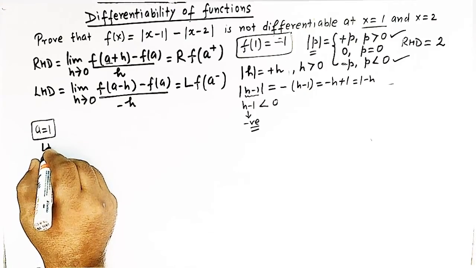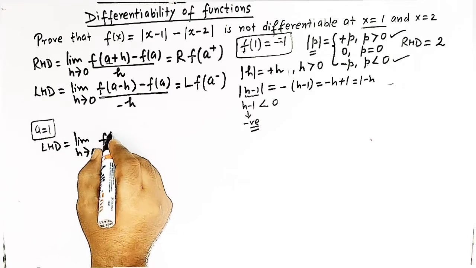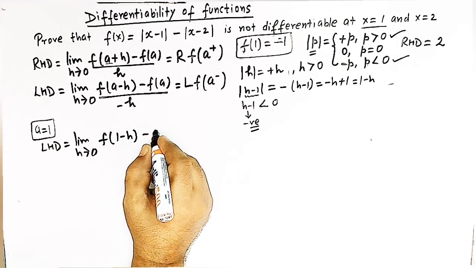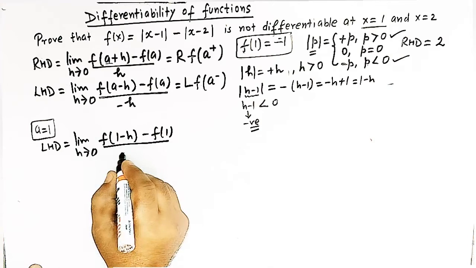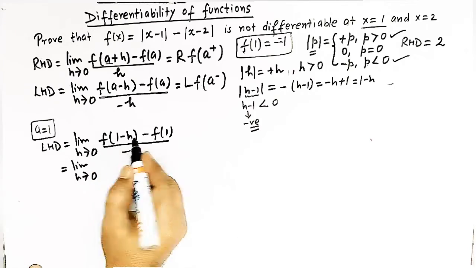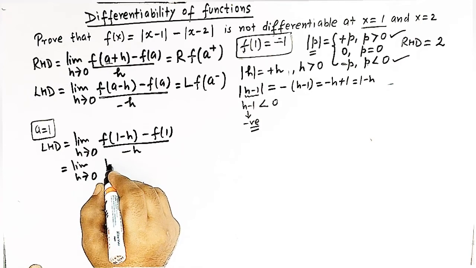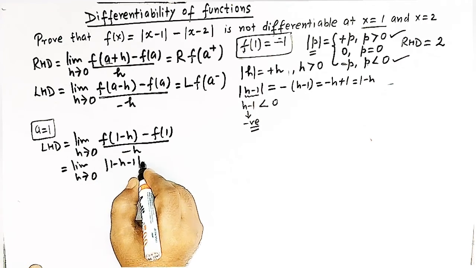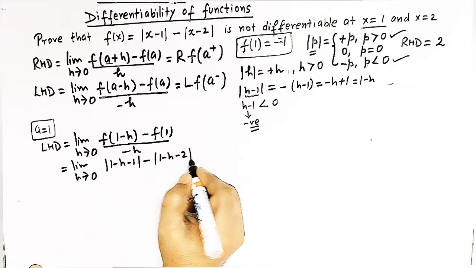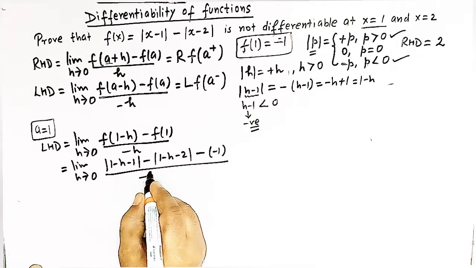So now the left hand derivative is given by limit h tends to 0, f of 1 minus h minus f of 1, divided by minus h. We can now write limit h tends to 0. f of 1 minus h can be obtained by replacing x by 1 minus h. So we have mod of 1 minus h minus 1, then we have 1 minus h minus 2, and f of 1 is minus 1, and here we have minus h.